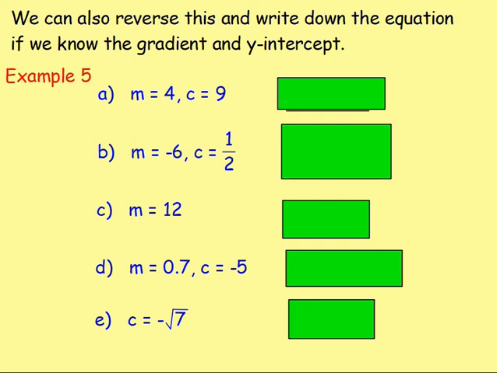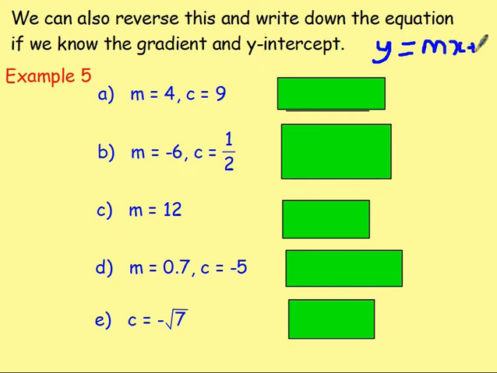Let's try and go back the way then. Let's try and reverse that. So this time I will give you the gradient and the y-intercept, and let's see if you can come up with the equation of that straight line. So let's say the gradient is 4 and the y-intercept is 9. You want to write that in the form of y equals mx plus c. Remember, y equals mx plus c is the general equation of your straight line.